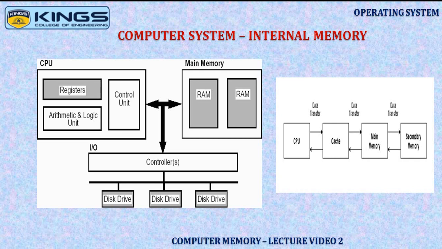Let us now proceed further in detail about the internal memory unit. Internal memory unit comprises CPU registers, cache, and main memory. Now we'll see what registers are. Registers are static RAM, SRAM. They reside in the processor of the computer.